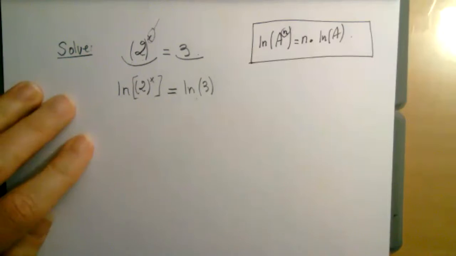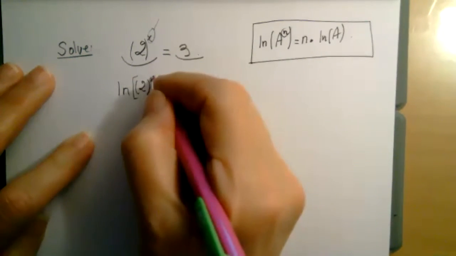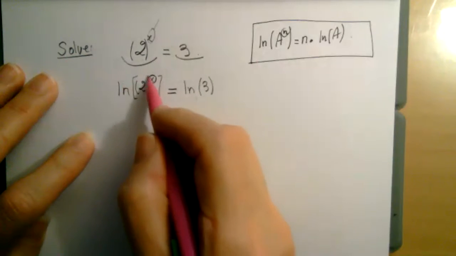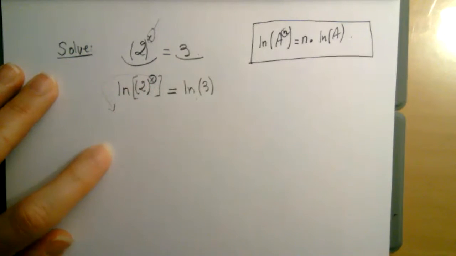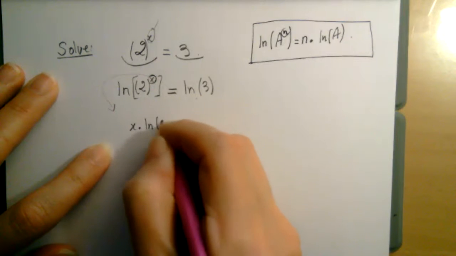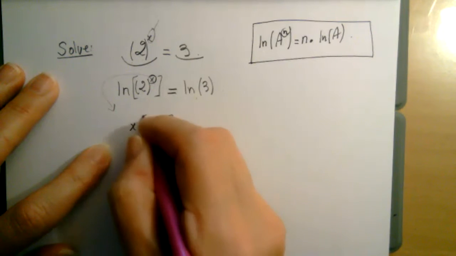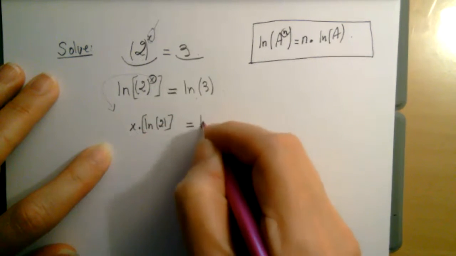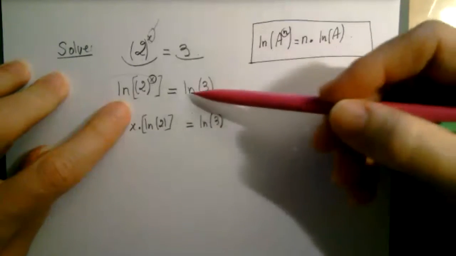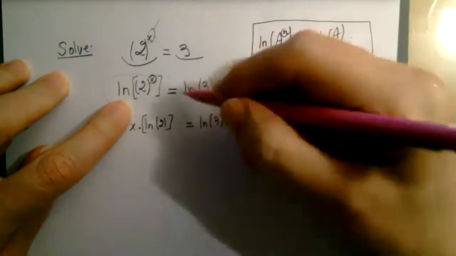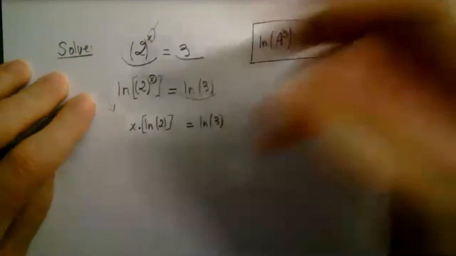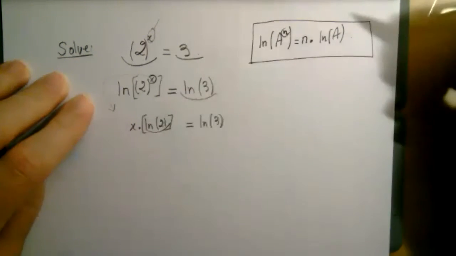So how am I going to use this? This is my x. That's the power. The log property tells me I can bring this x down here. And this will turn into x multiplied by the log of 2. This is equal to the natural log of 3. Let me remind you that ln of 3 is a number. This whole thing is a number. We're not going to be afraid of it. ln of 2 is a number.